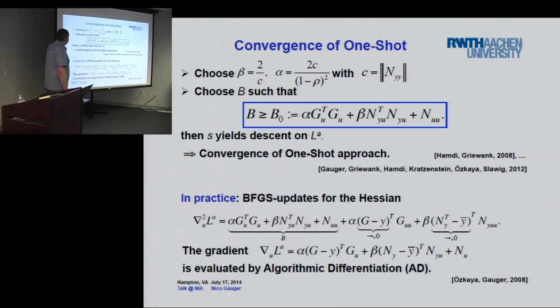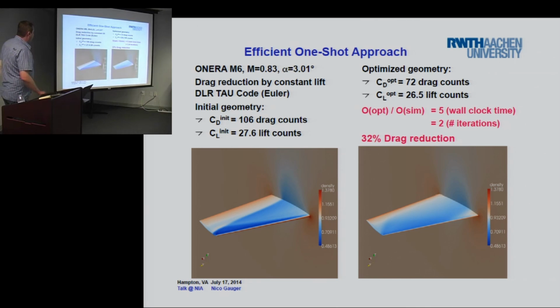That way, you see, rho is quite close to 1, so alpha is much bigger than beta. That does the job. And this is how it performs.